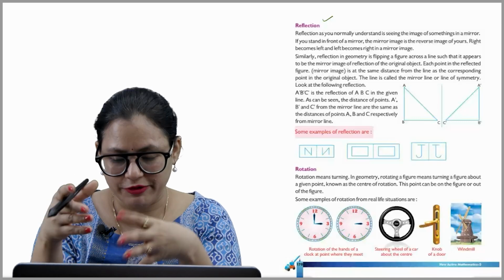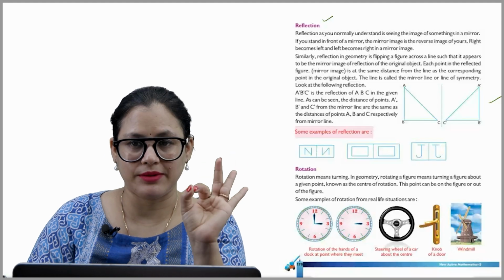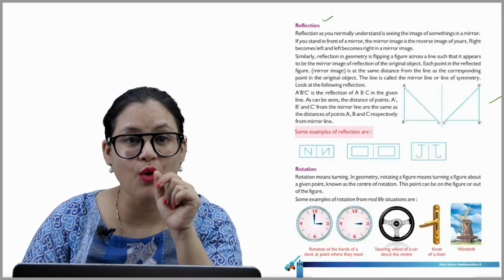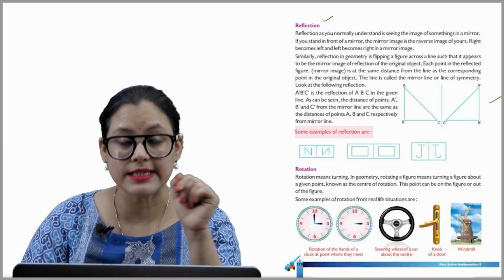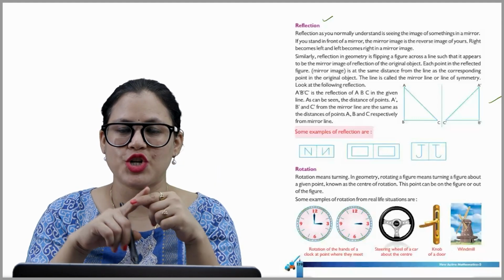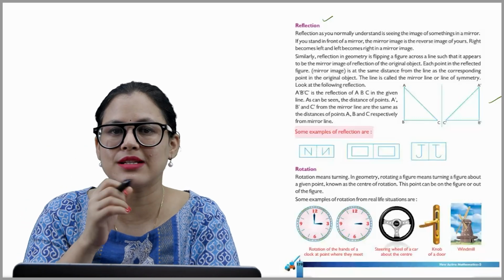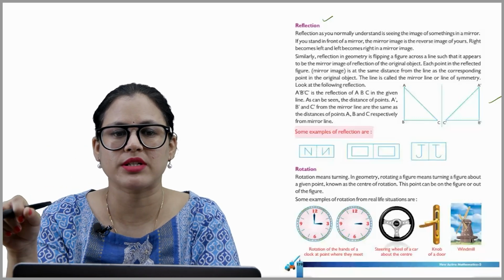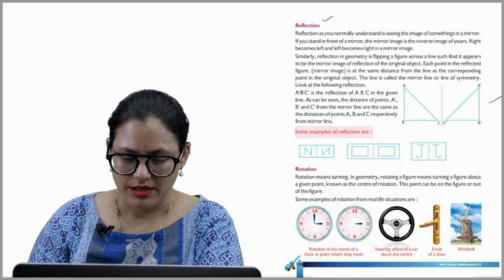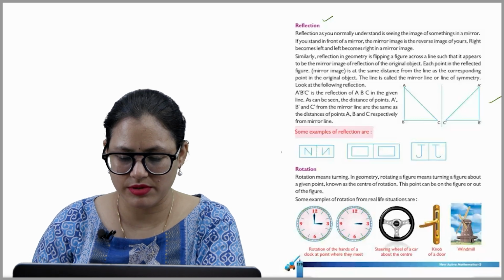Look at the following reflection. See this reflection. A', B', C' is the reflection of ABC in the given line. As can be seen, the distances of points A', B' and C' from the mirror line are the same as the distances of points A, B, C respectively from the mirror line. Some examples of reflection are these, okay.